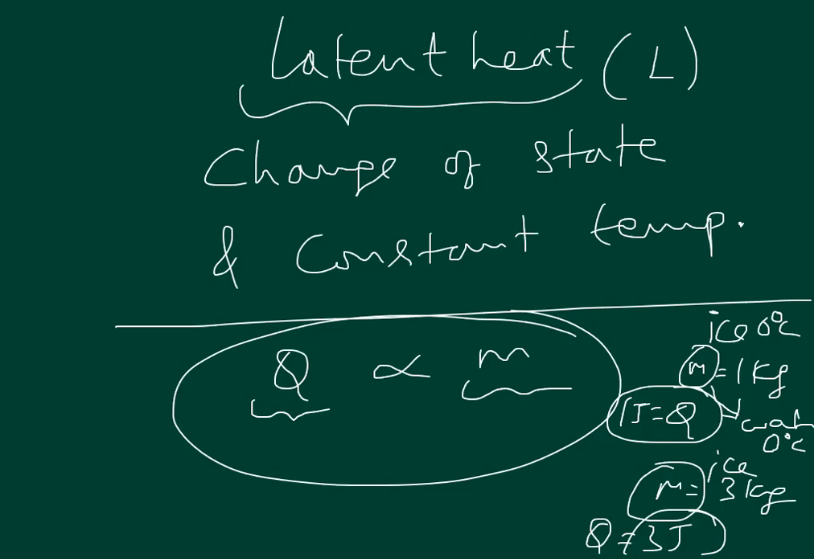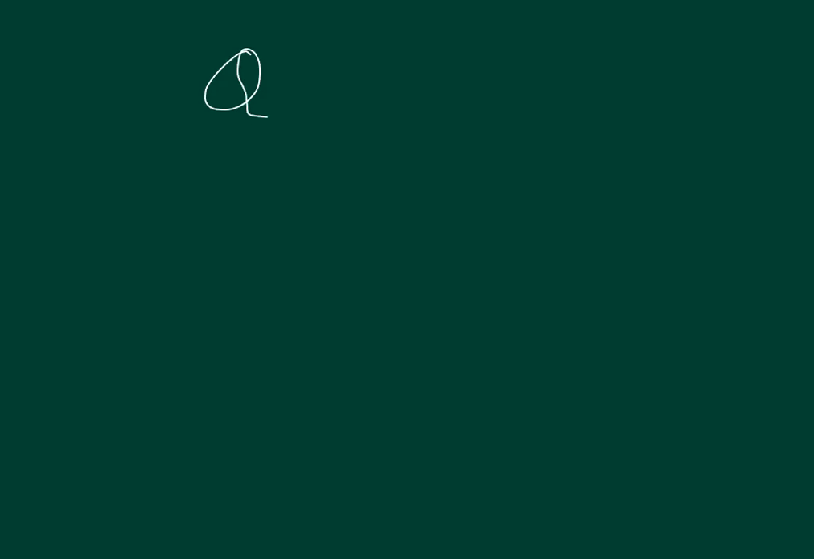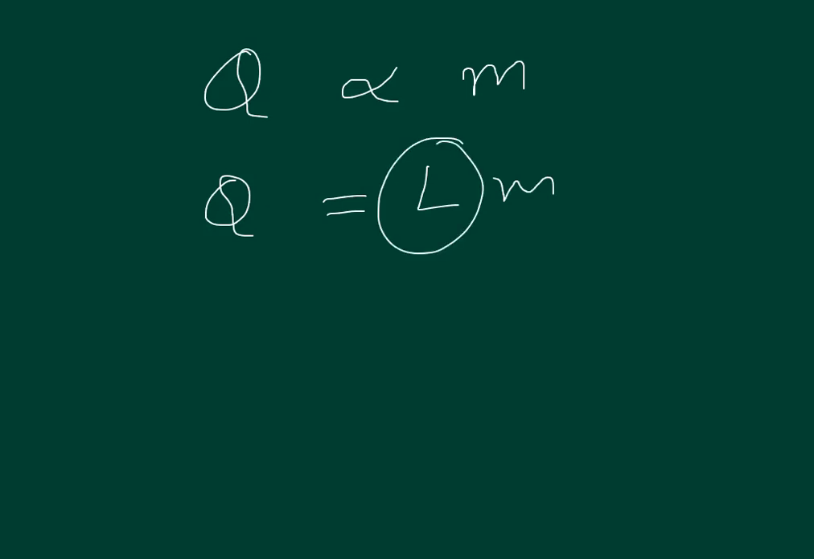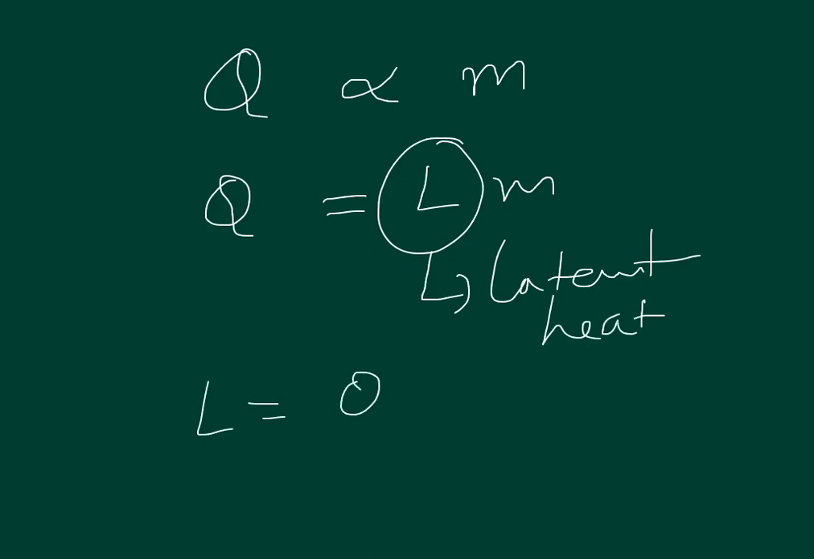So to convert from one state to another state, if the mass is more, we have to provide more heat. That's the basic idea. So more heat has to be provided to convert the mass of the substance from one state to another. So that is the proportionality constant. I am taking it as L. L is a proportionality constant, and that proportionality constant is what we call latent heat. So latent heat is nothing but Q by M.